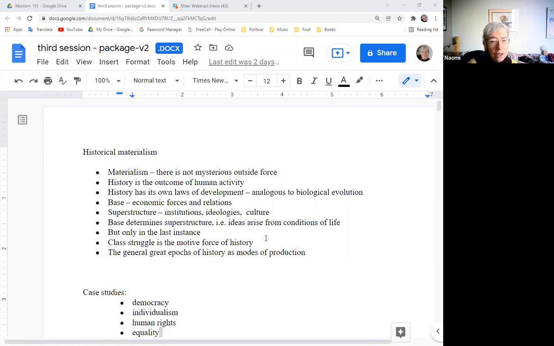history, that each of these societies in which there are classes, in which there are exploiters and exploited, have experienced class struggle, and that the transition from one form to another has taken place through class struggle, and breakthroughs have occurred when a new class has emerged as the new ruling class within a society.